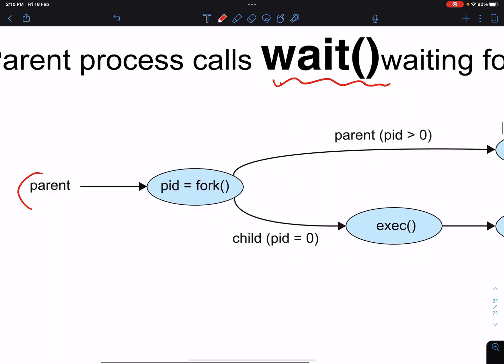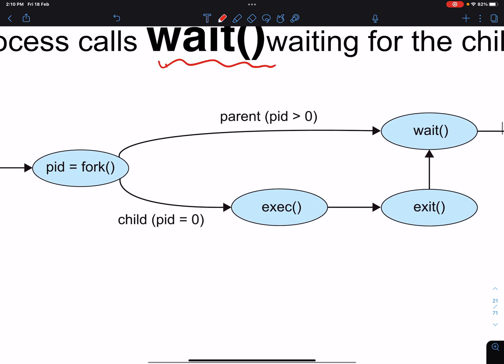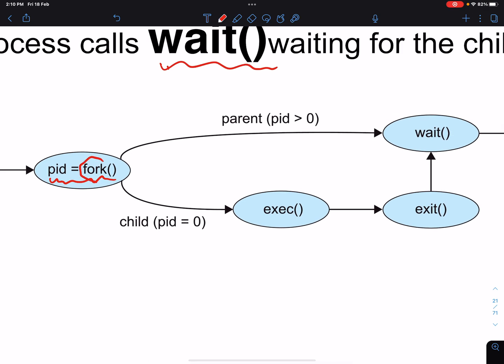Here is the parent. This is how you fork a child. PID equals fork. This is the system call. As soon as you call this, now you have two concurrent paths: the path of the parent and the path of the child.